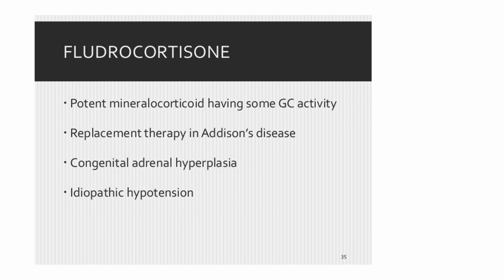Fludrocortisone, the main difference is that this has a potent mineralocorticoid activity when compared to glucocorticoid activity. So it is used in replacement of aldosterone in Addison's disease where there is deficiency of aldosterone. It is also used in congenital adrenal hyperplasia where there is deficiency of aldosterone, and also in idiopathic hypotension.